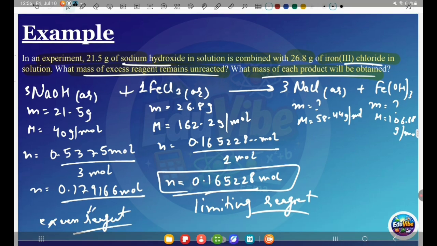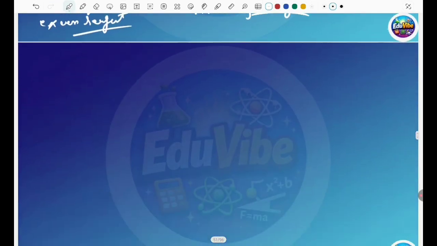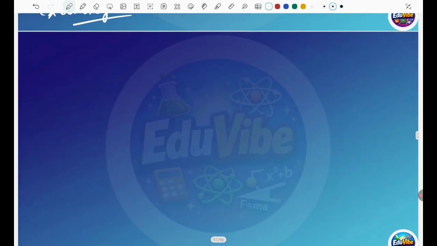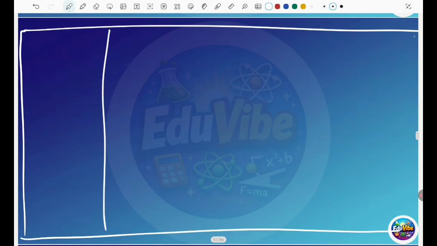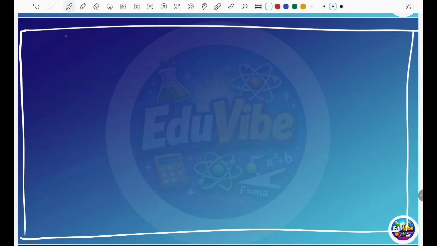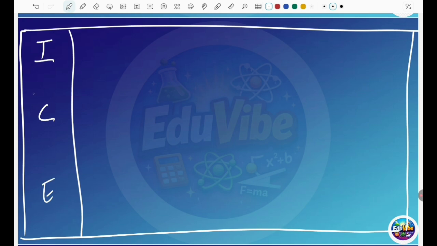So basically, how do we make the ICE table? How can you make that actually? You have the ICE table with four things. So I have to sort this. Here you can write your ICE. I will tell you what that is.